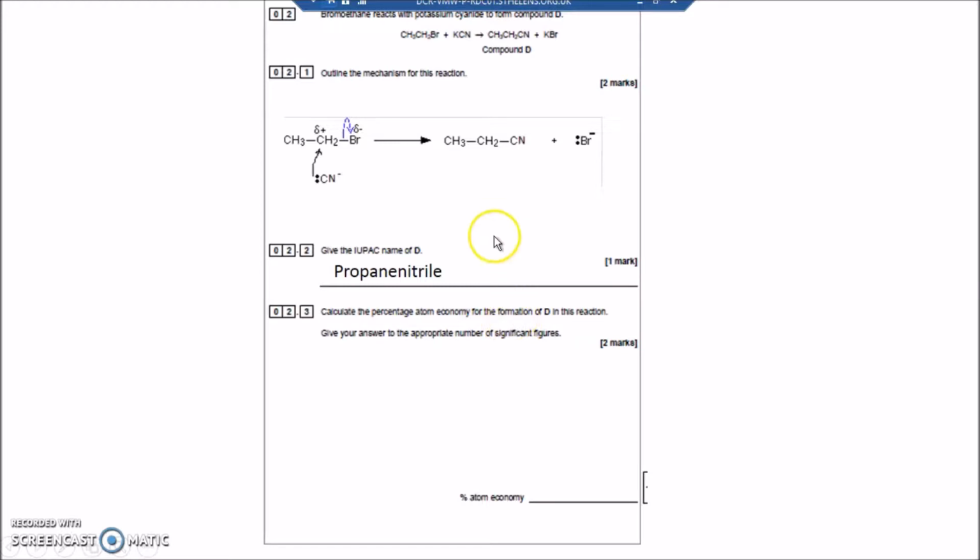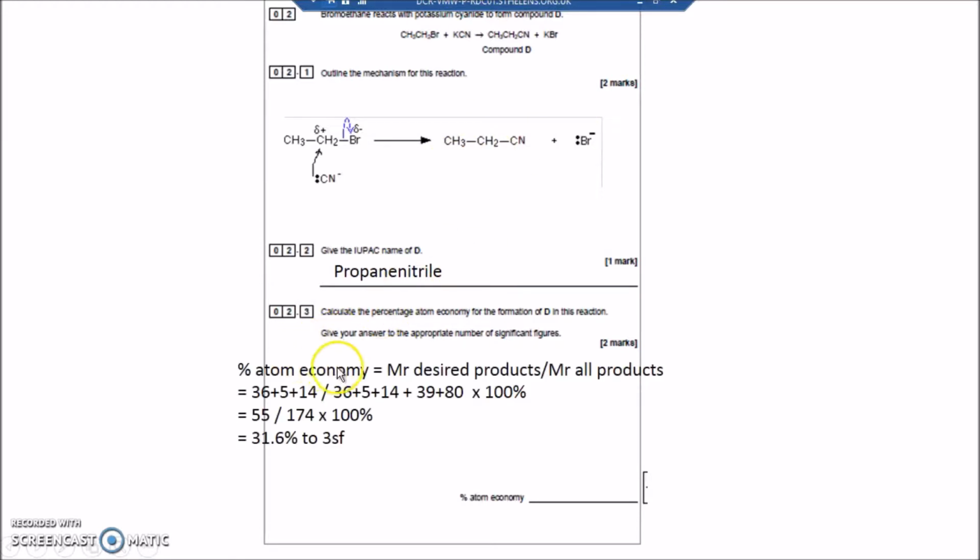Calculate the percentage atom economy for the formation of D in this reaction. So what I do is I look at the desired product, which is this that I'm making, and divide by the Mr of all of the products. So percentage atom economy is the Mr of the desired product divided by the Mr of all the products. So the desired product here, I've got 3 carbons, each 12 is 36, hydrogens, 5 ones is 5, and 14 for the nitrogen.